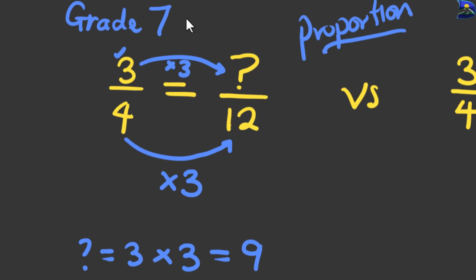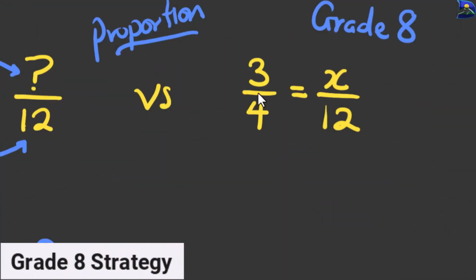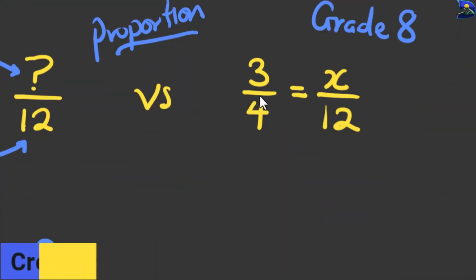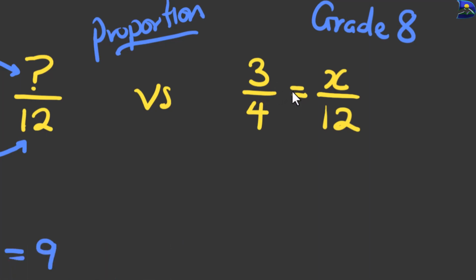Now, how is this different from getting to grade 8? Grade 8 here is something where you need to be able to recognize how you can now introduce variables. And variables in this case represent an unknown value as x, and once you're able to recognize that, you can now do a process known as cross multiplication.